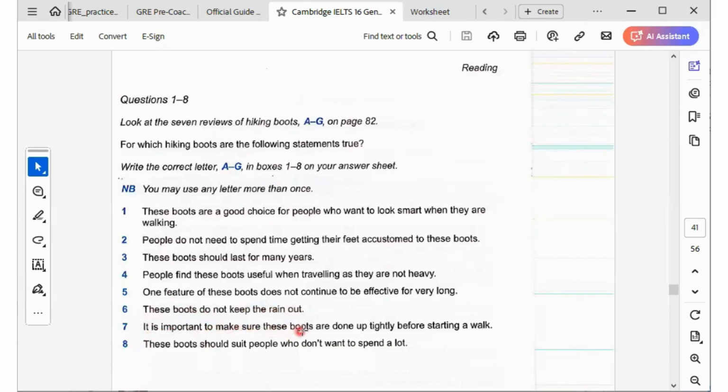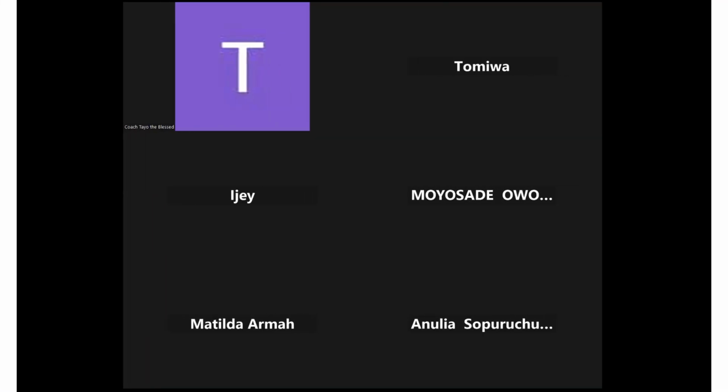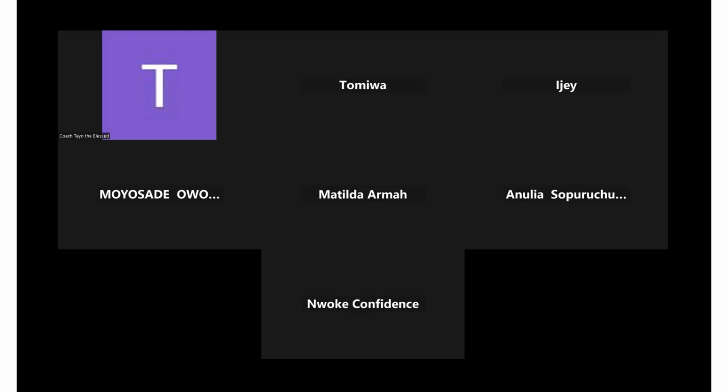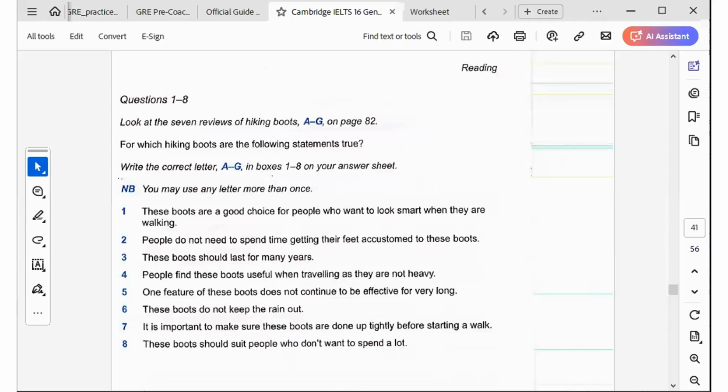It is important to make sure these boots are done up tightly before starting a walk. Done up tightly. Ensure, make sure, done up tightly before starting a walk. Those are my keywords. Then these boots should suit people who don't want to spend a lot. So spend a lot is a keyword here. Okay, we are taking the keywords. Not like they want to spend, but okay, let's even take everything.